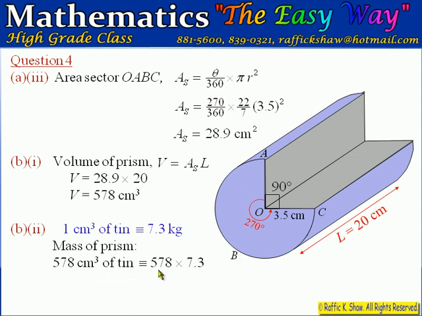This is the calculation. 578 cm cubed of tin will be equivalent to 578 multiplied by 7.3, and that will be the mass of the prism. The mass of the prism is 4,219 kilograms. And that's the answer for question 4, and we'll do question 5 in another video. See you then.